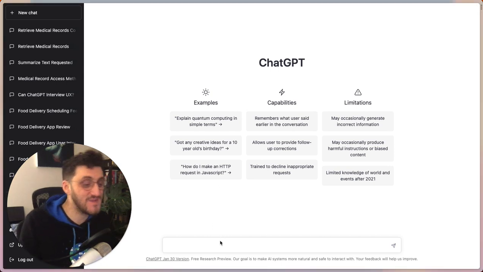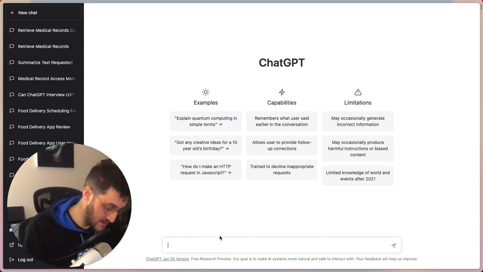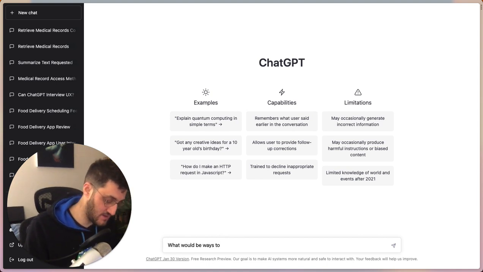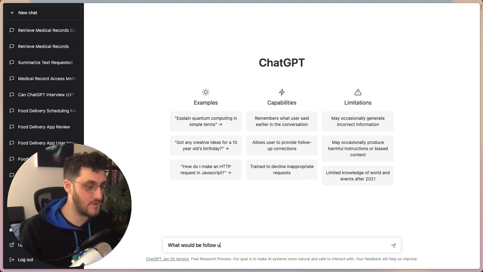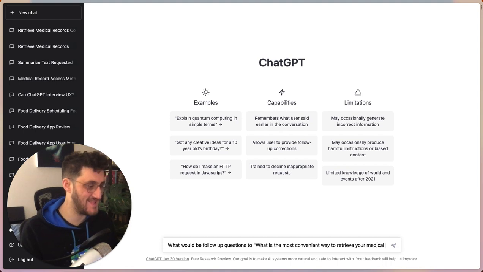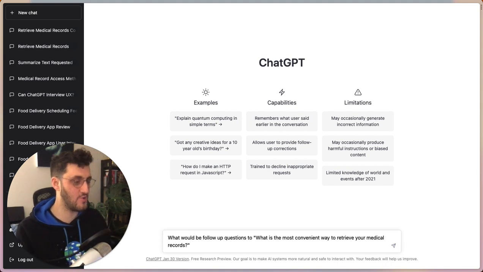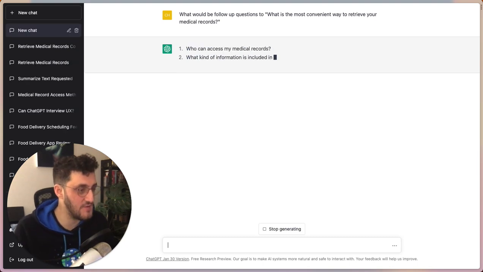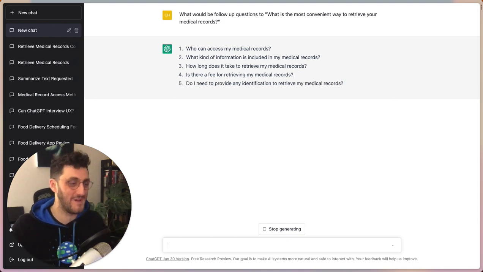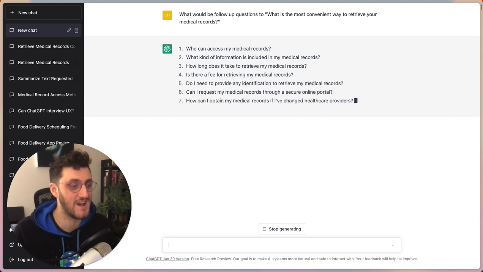So let's try. First, I want to say, what would be follow-up questions to: what is the most convenient way to retrieve your medical records? Cool. So we'll just kick this off, because in this example and in all of these examples, I'm gonna try and do as little work as possible, just see how far we can get with this.